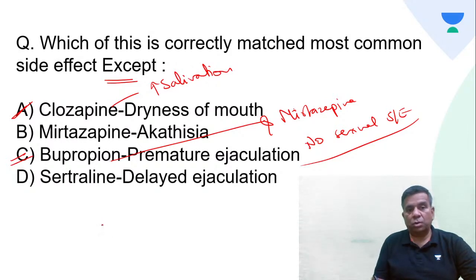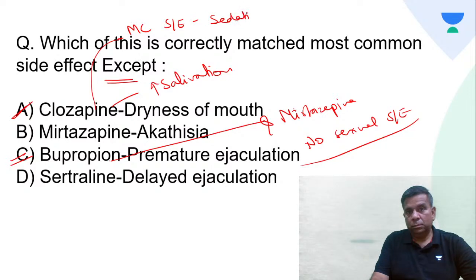So the answers are A and clozapine. We know the most common side effect is the increased salivation.